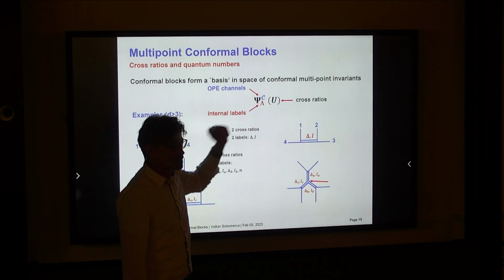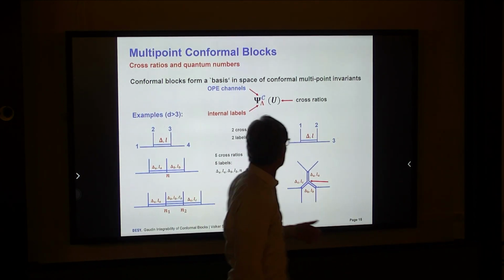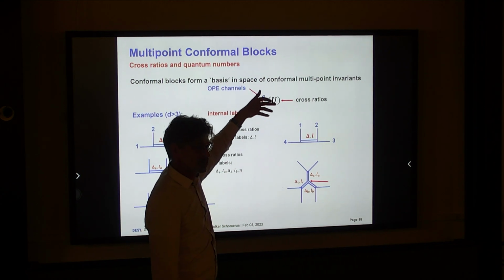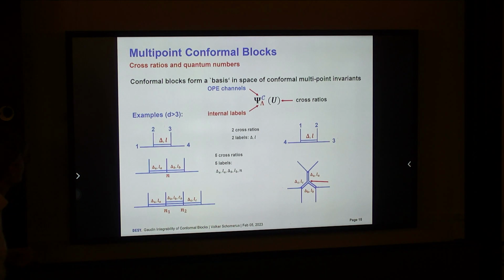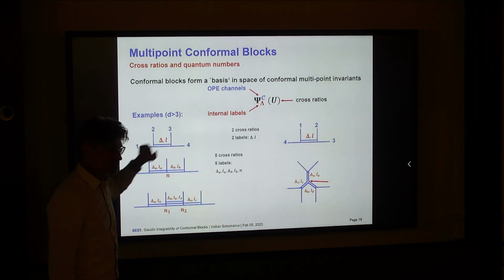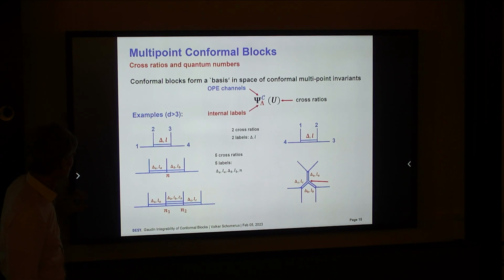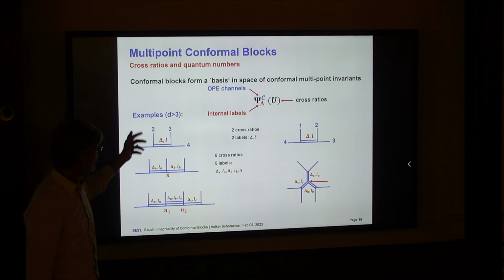They depend on some internal labels, like the spin and the weights of the exchanged fields. And they depend on the choice of this OPE channel, like the way you actually decided to compute your correlation. So, examples. Now I do this in D larger than 3, just because in D equal 3 there are some accidental changes that we can also discuss. So for 4 points we have already discussed this.